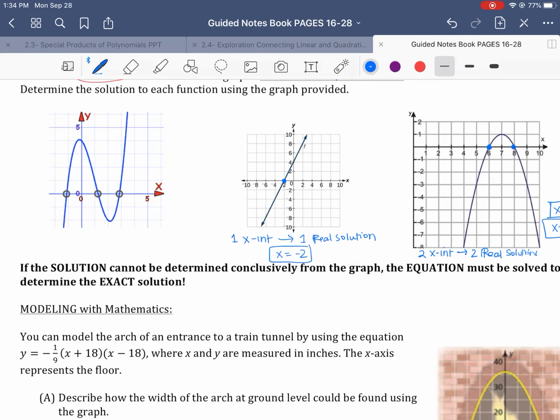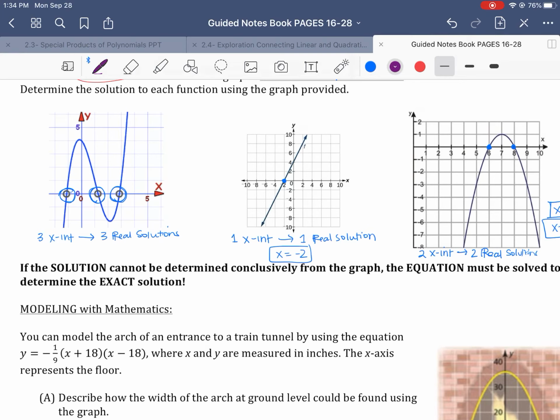Looking on the left, this one is a cubic function, so it has 3 x-intercepts, right? So 3 x-intercepts mean there are 3 real solutions. And it's pretty easy to tell where some of them are crossing. So like this one on the left looks like it's crossing maybe at -1. This one definitely is between 1 and 2. And then this guy right here is almost at 3. It's kind of hard to tell.